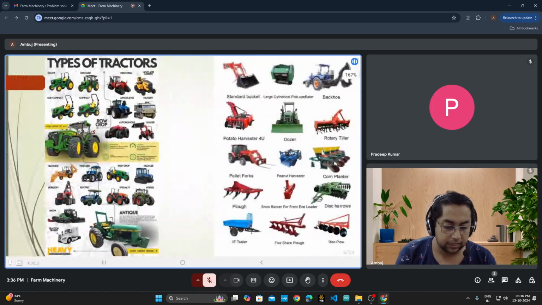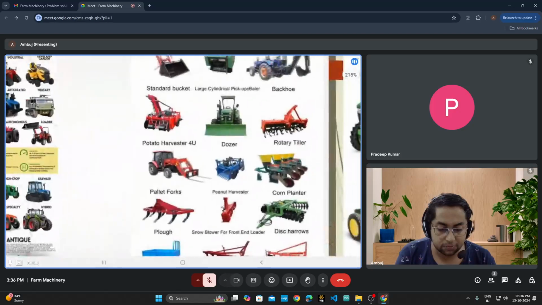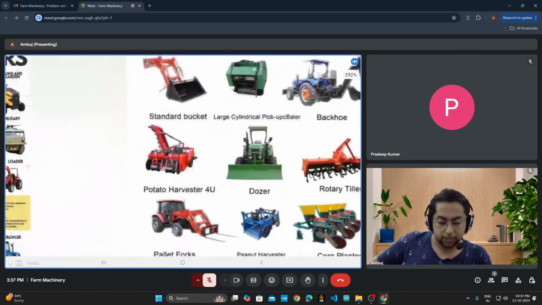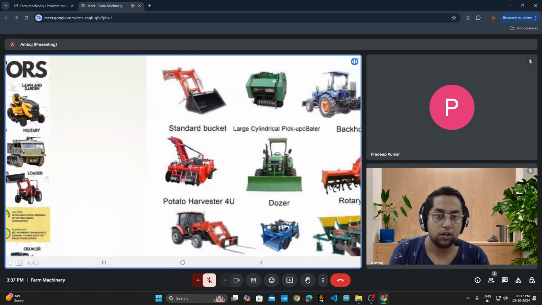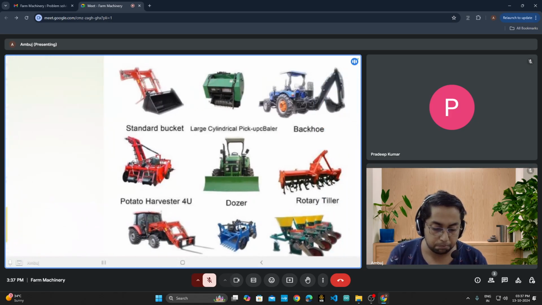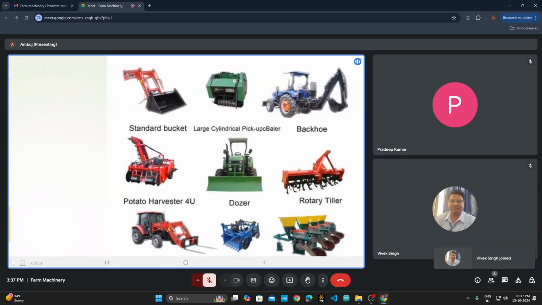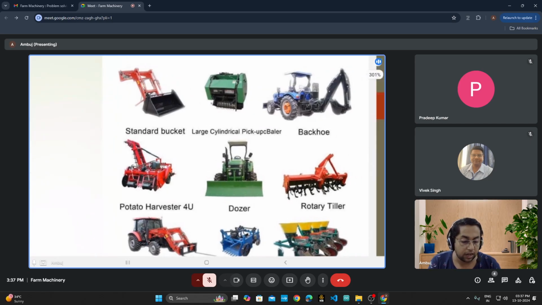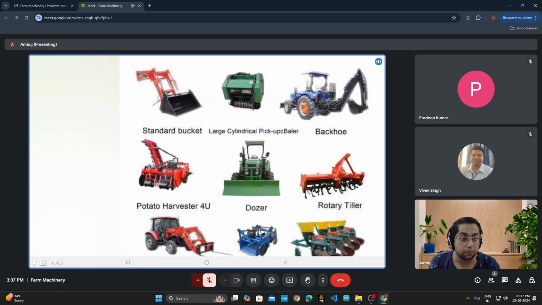Then come the different attachments for the tractor. Standard bucket is there, as well as your large cylindrical baler. Baler is that particular device. I'll just discuss the functionality of the baler. A baler is equipment which is attached to the tractor, and what is the principal component? The husk, the stubble of the crop.